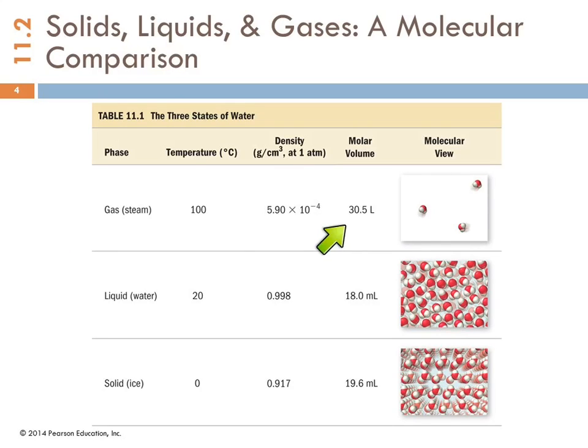So looking at these, here's a gas, the three states of water. So steam is what we call water in the gas state. And the particles are very far apart. Remember we said that the strength of those intermolecular forces is significant only at very short distances. When these particles are far apart from each other, they essentially experience no forces of attraction.